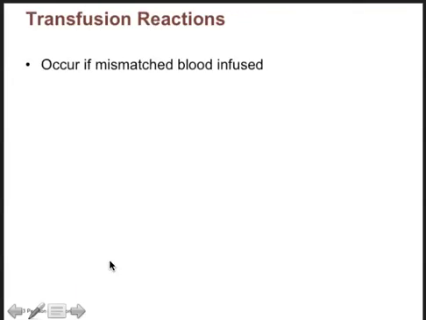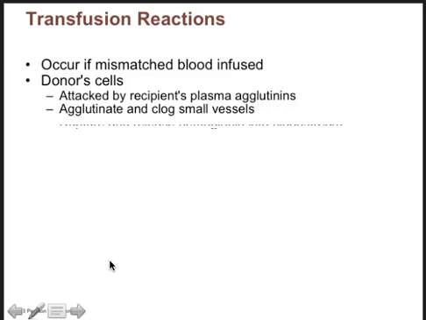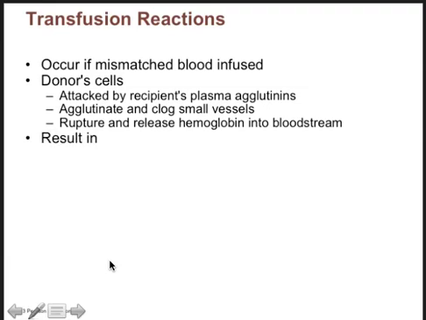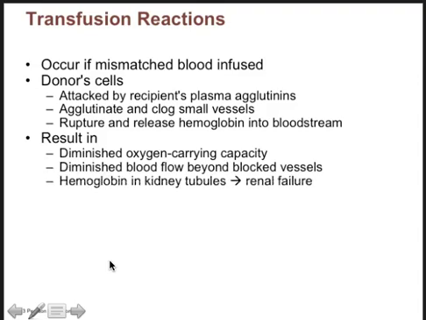Okay, transfusion reactions occur if mismatched blood is infused into a recipient. The donor cells are attacked by the recipient's plasma agglutinins, the antibodies that are waiting in the plasma for that alien blood. They agglutinate and clog small vessels. This causes the rupture and release of hemoglobin into the blood, which results in diminished oxygen carrying capacity, diminished blood flow into the blocked vessels, hemoglobin in the tubules of the kidneys, which results in renal failure.